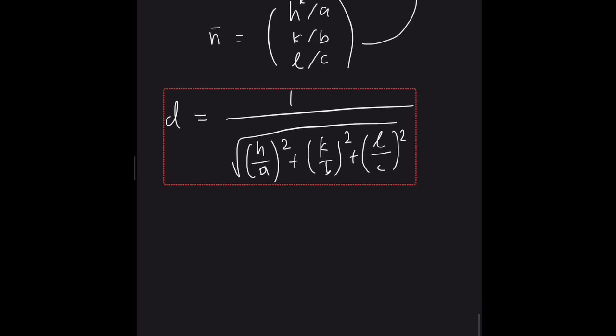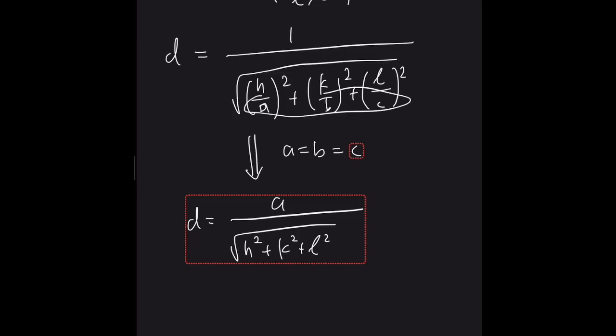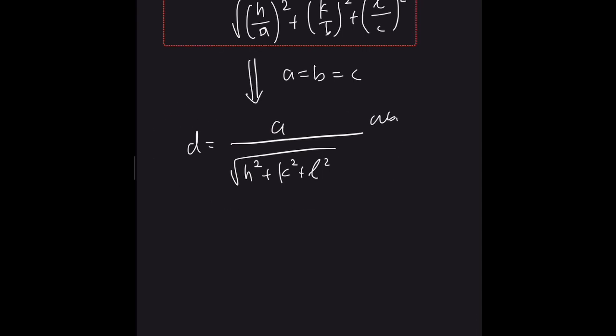Now, if we have a cubic system, meaning A equals B equals C, that gives us D equals A over the square root of H squared plus K squared plus L squared, because you just have to multiply by A, or B or C, because they're equal. Just have to multiply it in both the denominator and the numerator. So that only works for a cubic system.